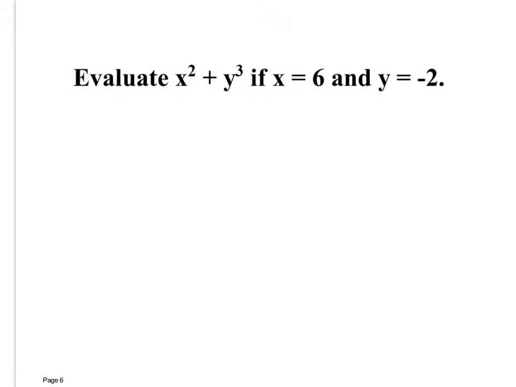All right, write this down. So what you have, it says evaluate x squared plus y cubed if x equals 6 and y equals -2. First thing I want you to do in your homework is to write out x squared plus y cubed. And then I want you to replace x with 6. So this is 6 squared, or 6 to the 2nd power, plus, and I want you to replace y with -2. Now, it's a negative, so you put it inside parentheses.